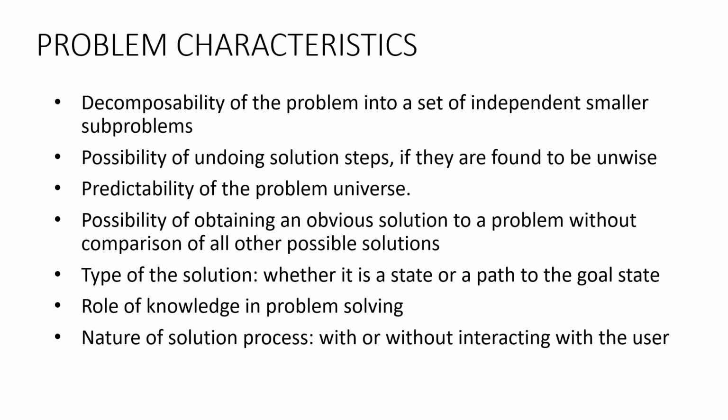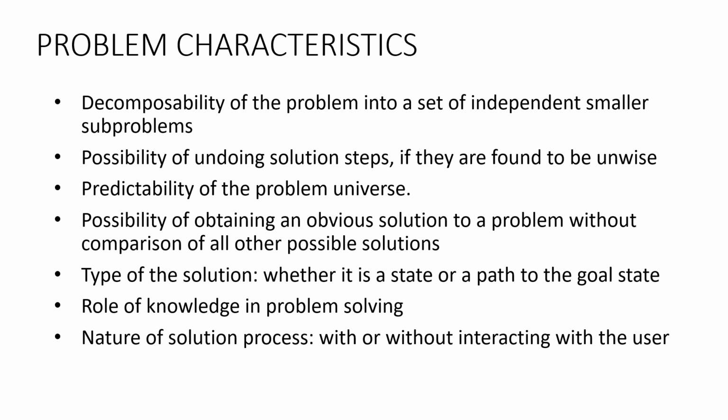So next we will discuss the problem characteristics in artificial intelligence. So what are problem characteristics? Problem characteristics describe the nature of a problem that an AI system must solve. They help us decide which problem solving method to use, which search strategy is suitable, and how difficult the problem is. So in AI, understanding the problem is as important as solving it.